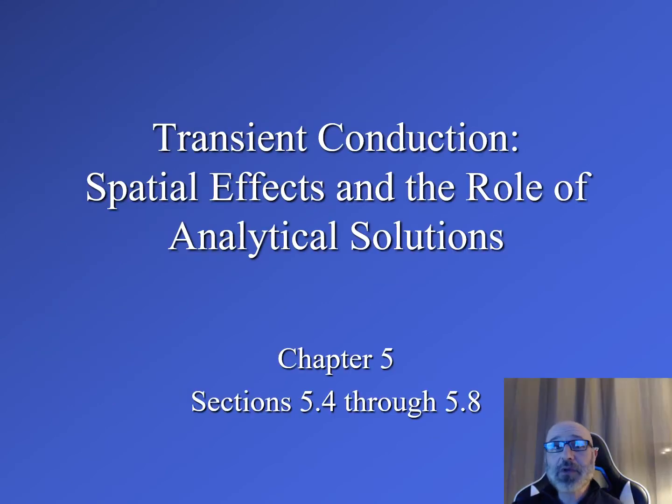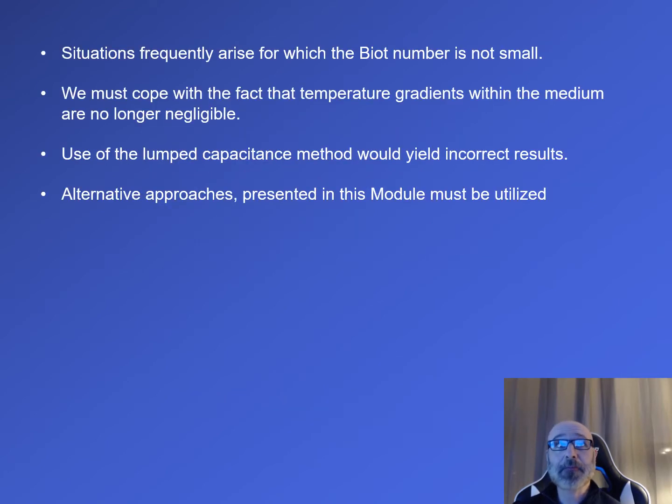For this Module 9.1, we're going back to Chapter 5 in our textbook, sections 5.4 through 5.8. Again, we're looking at transient conduction, the spatial effects, and the role of analytical solutions. A couple things we want to mention: situations frequently arise where our Biot number is not going to be small. That was an assumption we made in previous calculations.